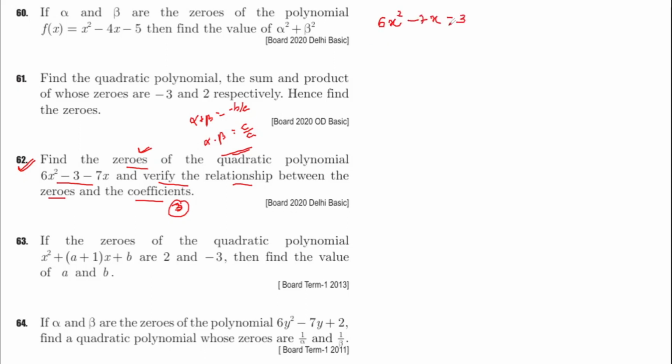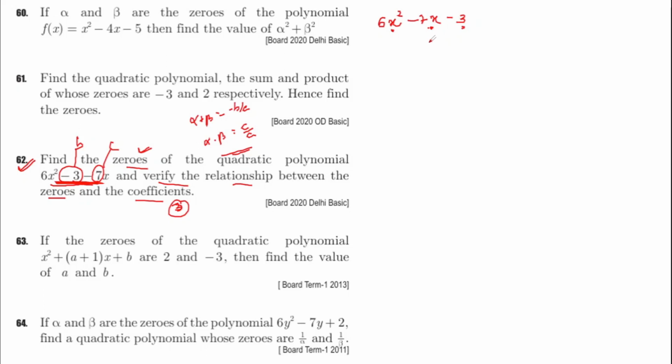Now you may wonder why I write it like this. Because the polynomial is given in such a way that you may get confused. You may see this as your b and this as your c, but not like that. Always arrange your quadratic polynomial in such a way that first the quadratic term, second the linear term, and thirdly the constant term should be there. Okay. So now here a is your 6, b is your minus 7, and c is your minus 3.